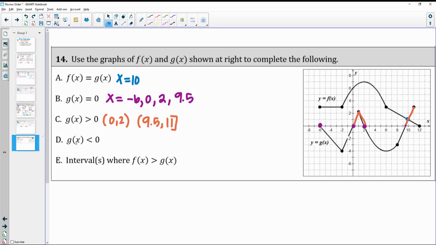Then when is g of x less than 0? So that's when it's below the x-axis. So these places. So from negative 6 to 0, again, not including either of those. And then from 2 up to 9.5.